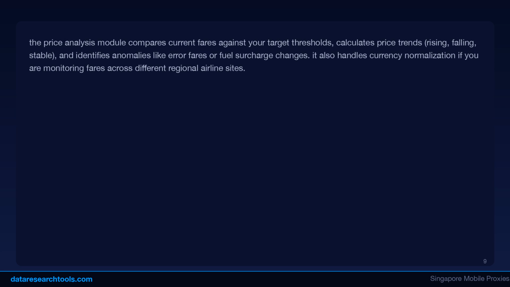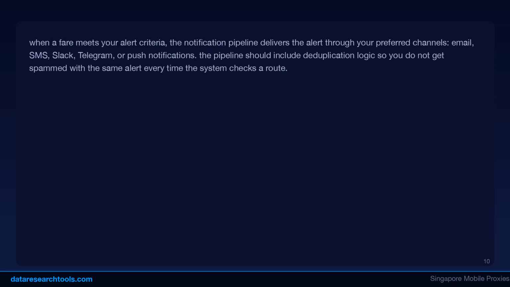Travel sites are among the most aggressive at detecting and blocking scrapers. Airlines and OTAs invest heavily in bot detection because scrapers generate enormous query volumes without converting to bookings, which costs them money in GDS query fees. Your rotation strategy needs to account for this.